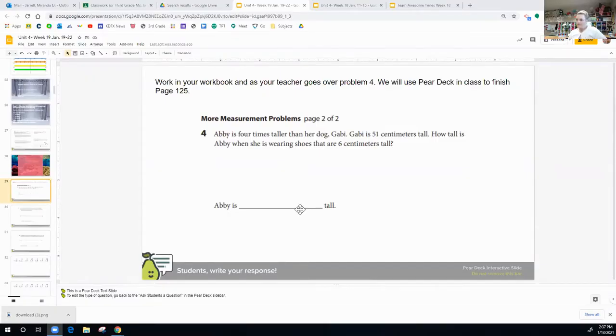So, Abby is 4 times taller than her dog, Gabby. So we know that Gabby is here, and Gabby is 51. And Abby is 4 times taller, so times 4 would equal Abby's height. And then it says, how tall is Abby when she's wearing shoes that are 6 centimeters tall? So we would need to take Abby's height and add the 6 centimeters.